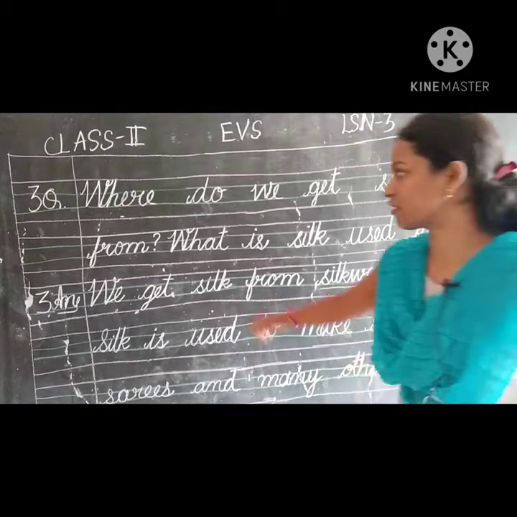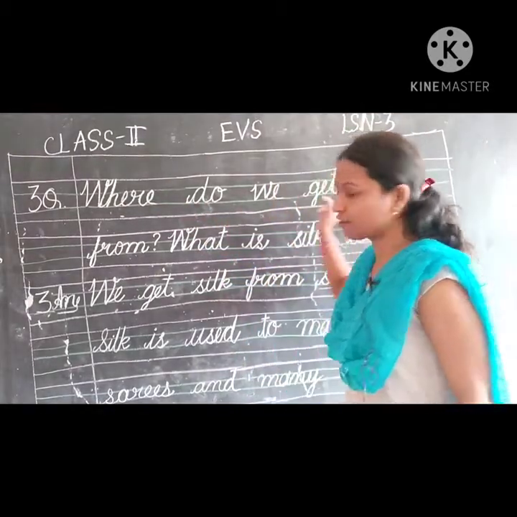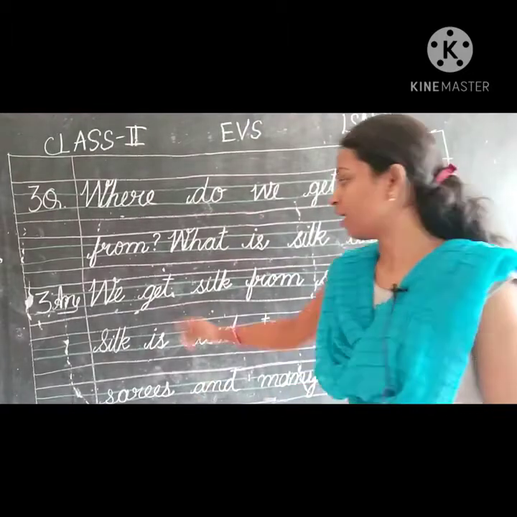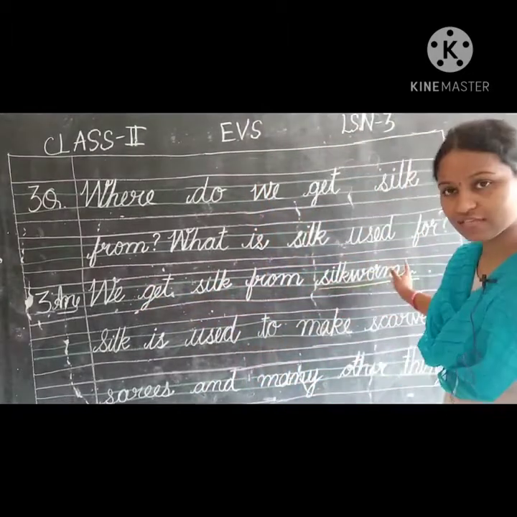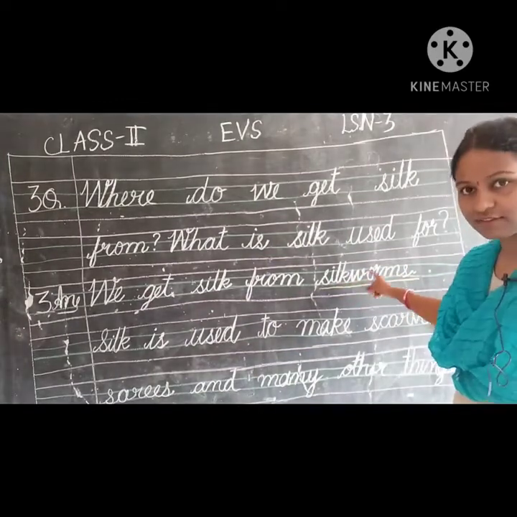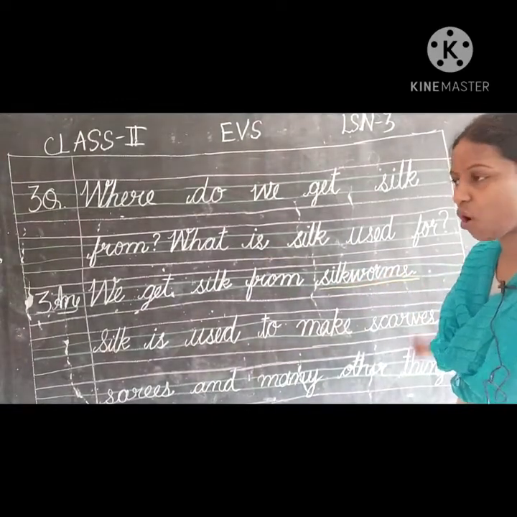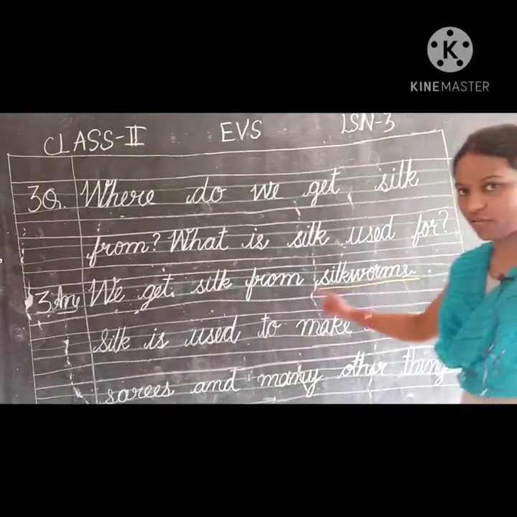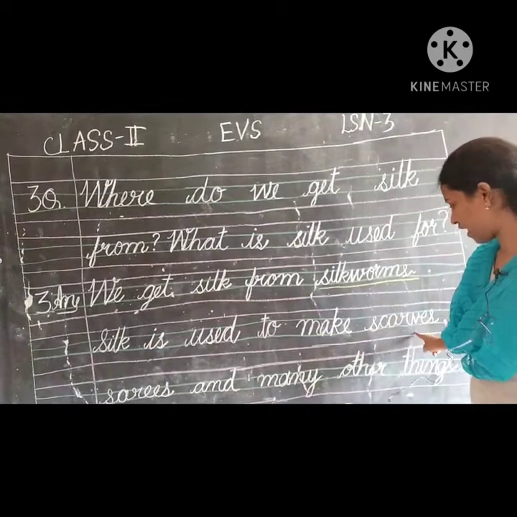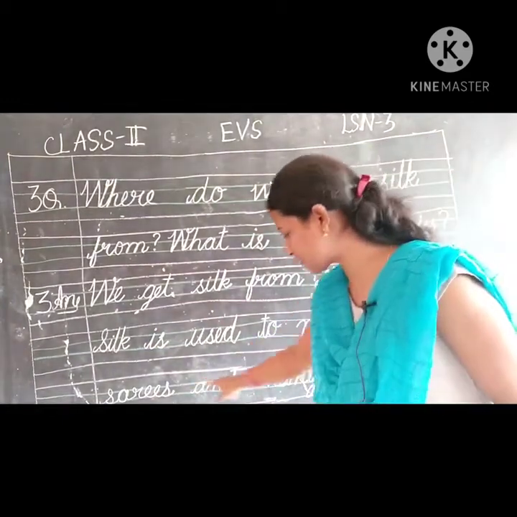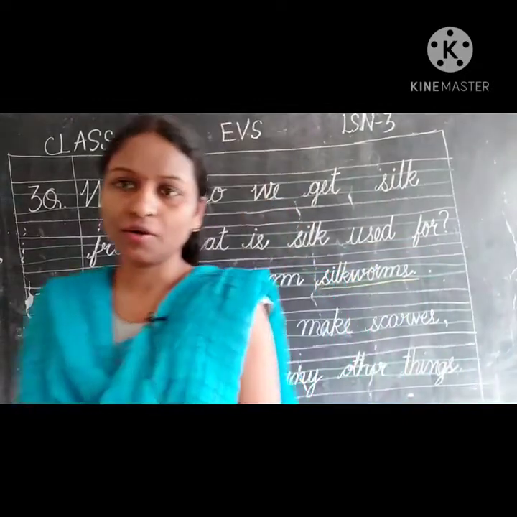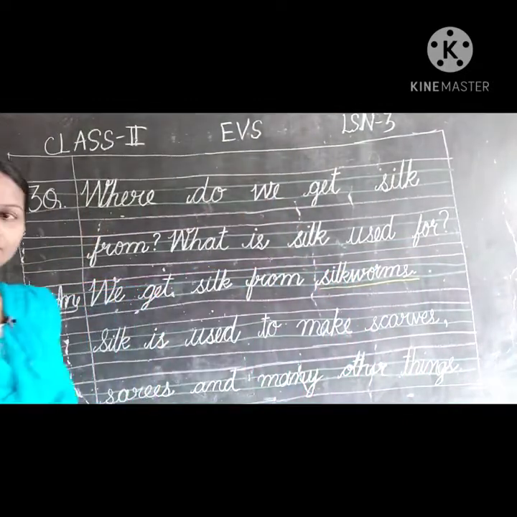What will be the question children? Where do we get silk from? What is silk used for? We get silk from silkworms. What is the spelling for silkworms? S-I-L-K, silk, W-O-R-M-S, worms, silkworms. Okay. Silk is used to make scarves, saris, and many other things. This you have to write in your notebook. Okay children?